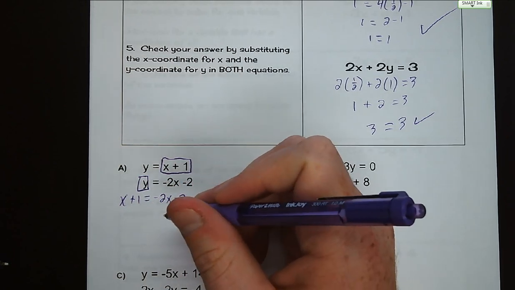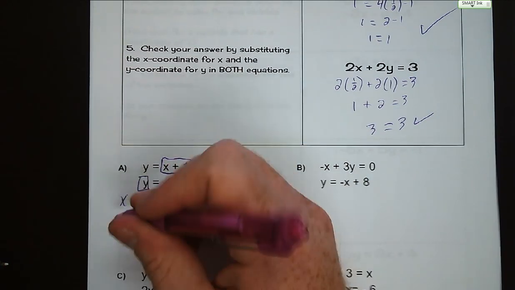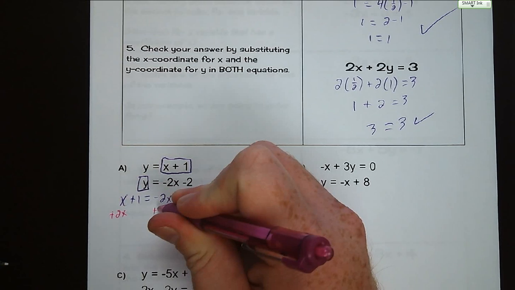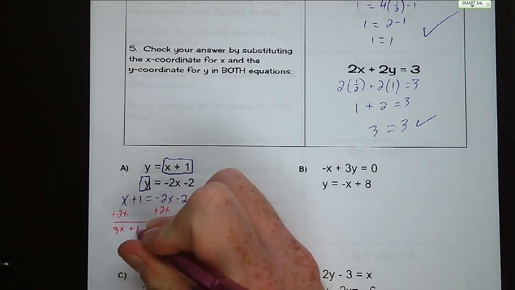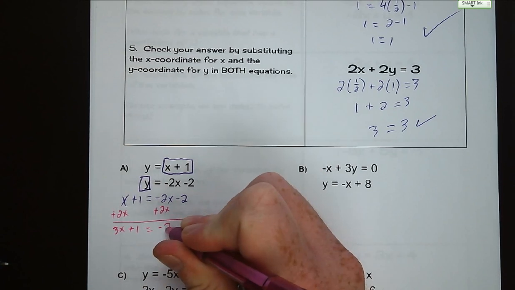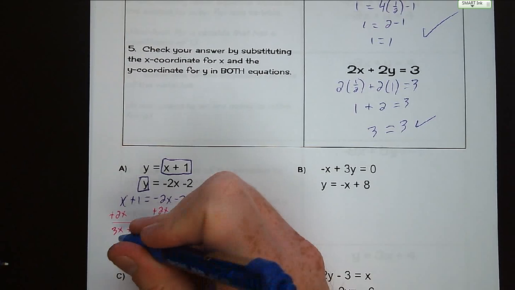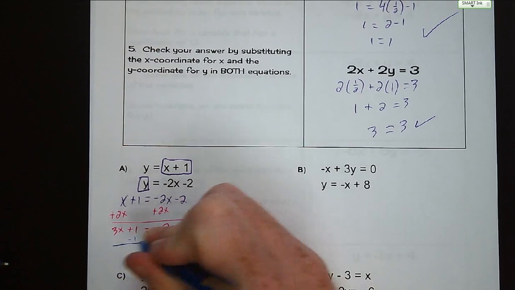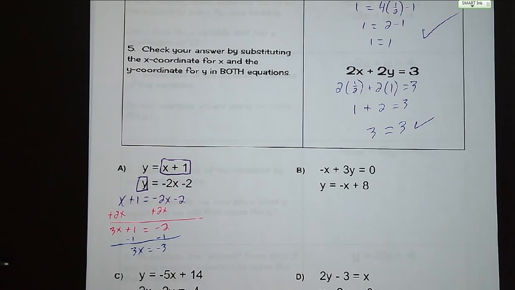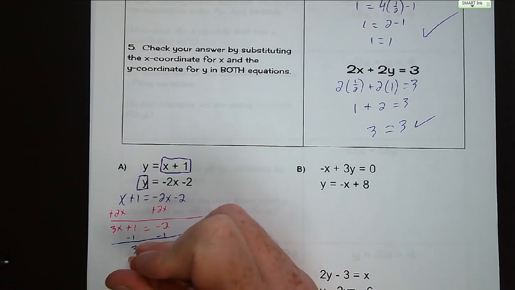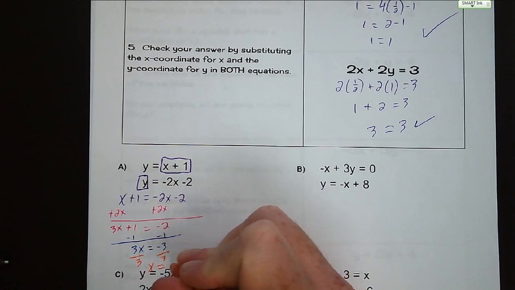We have variables on both sides, so we need to get them to the same side. So I'm going to add 2x to both sides. So we have 3x plus 1 equals negative 2. Well, we need to get our constants on the same side, so I'm going to subtract 1 from both sides. So 3x is equal to negative 3. Our final step, divide by 3, and x equals negative 1.